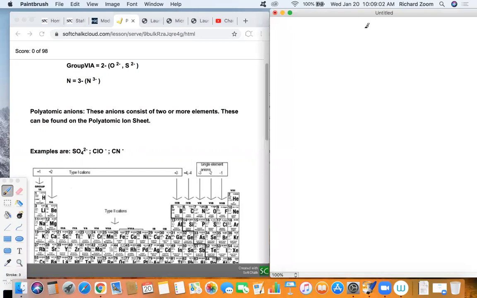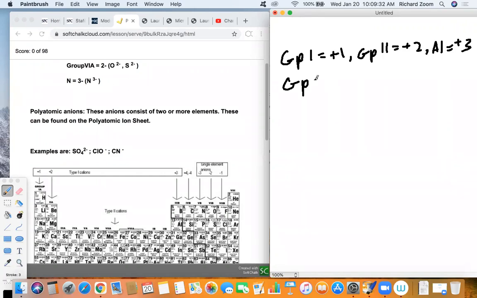So that's the first thing that I would be aware of here, is that we have already got some charges set here. So group 1 is +1, group 2 is +2, and aluminum is +3. Now there are other things in the aluminum group, but we only really talk about aluminum in that group as being one of these. We also know that group 7 is -1, group 6 is -2, and nitrogen is -3.